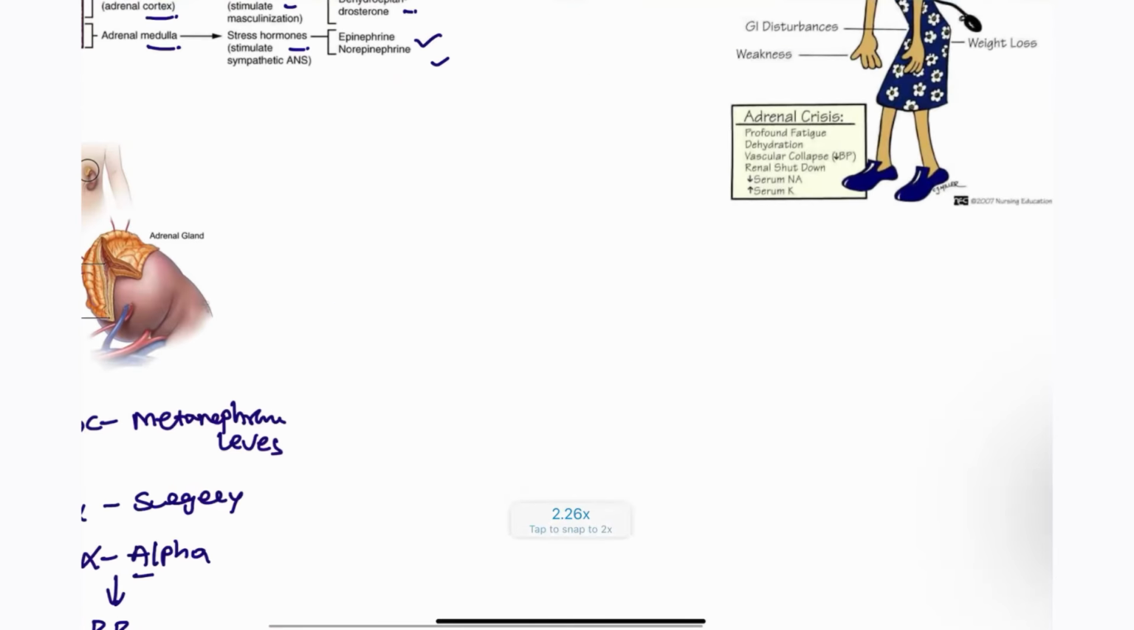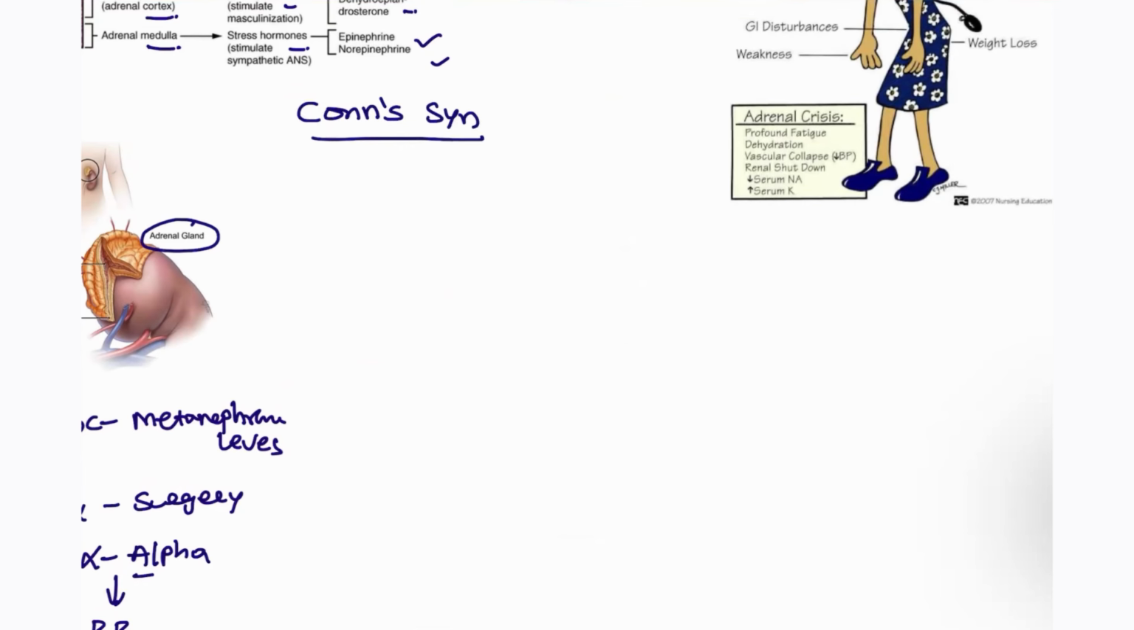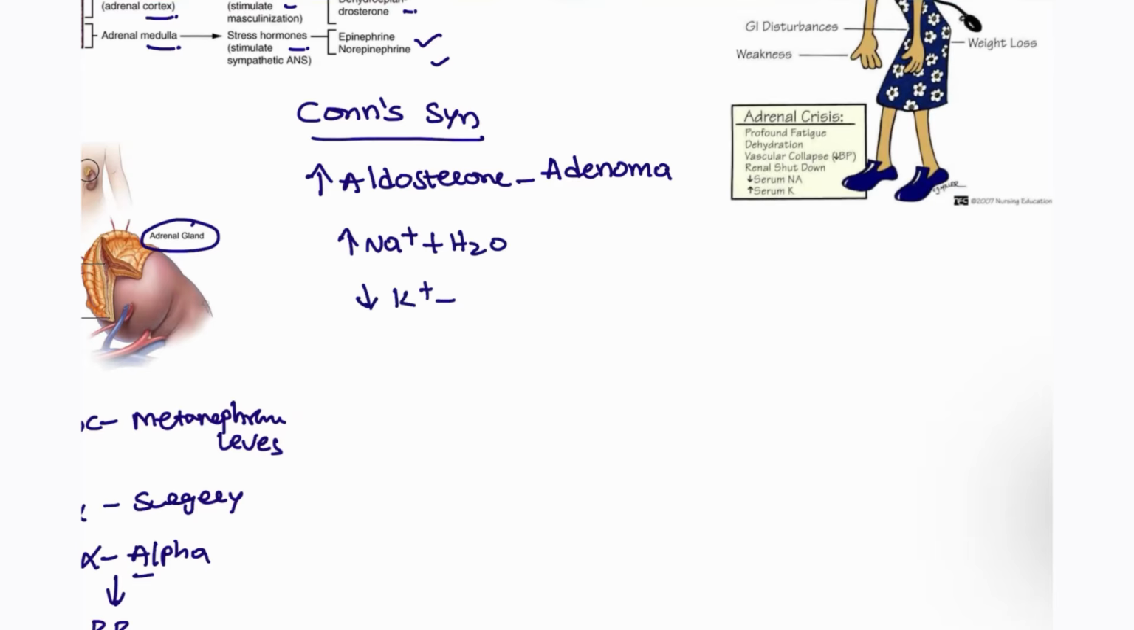Next, moving on to the cortex. In the cortex, commonly we see Conn's syndrome. So Conn's syndrome is due to increased aldosterone, basically due to adenoma. Okay, adrenal adenoma is the cause of Conn's syndrome. So in this patient, when the aldosterone is increased, it will increase the sodium along with the water. It will decrease the potassium and also H plus ions.